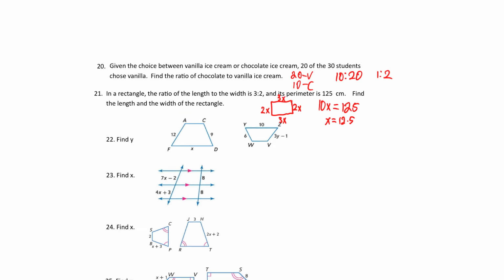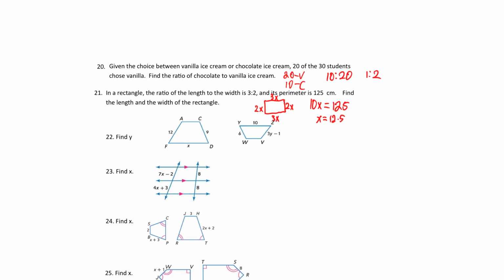Now, it asks for the length and width, so I've got to take that 12.5 and plug it back in. So 3 for the length, 3 times 12.5 is what? 37.5, and then for the width, it's 2 times 12.5, which is 25.